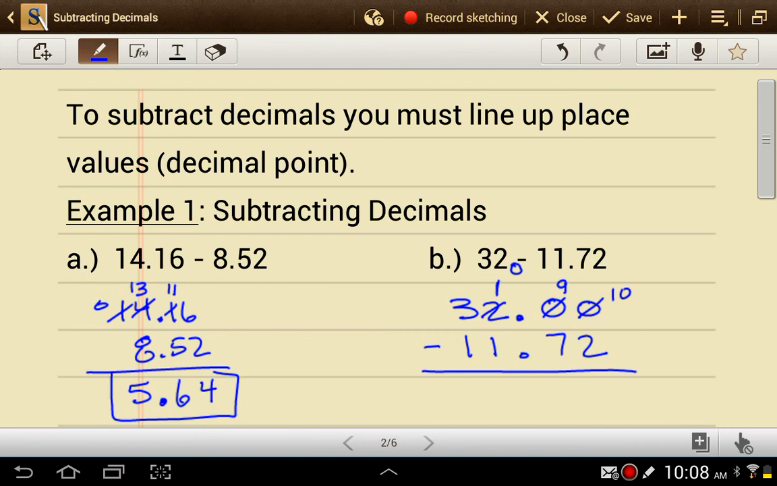They always become, the first 0 in a row becomes 10. Any consecutive 0 after that is a 9. So I have to keep borrowing until I can get to a number I can borrow from. I borrow from the 1, or the 2, and that becomes a 1. Now I can subtract. 10 minus 2 is 8. 9 minus 7 is 2. Decimal point moves down. 1 minus 1 is 0. 3 minus 1 is 2. And I'm left with 20.28 or 20 and 28 hundredths. And that is my final answer.